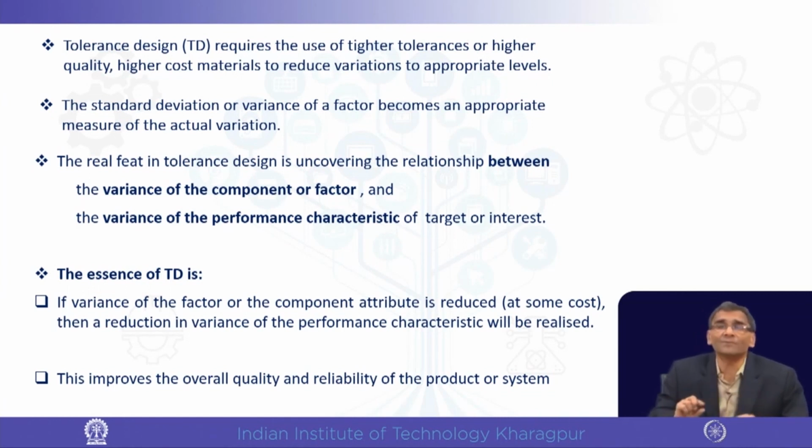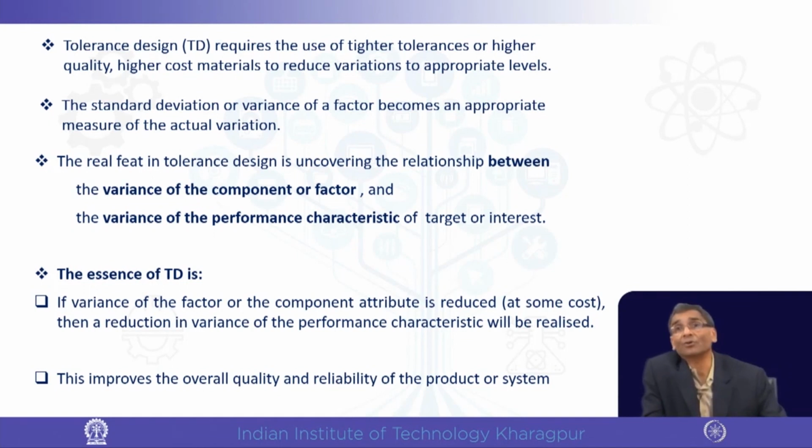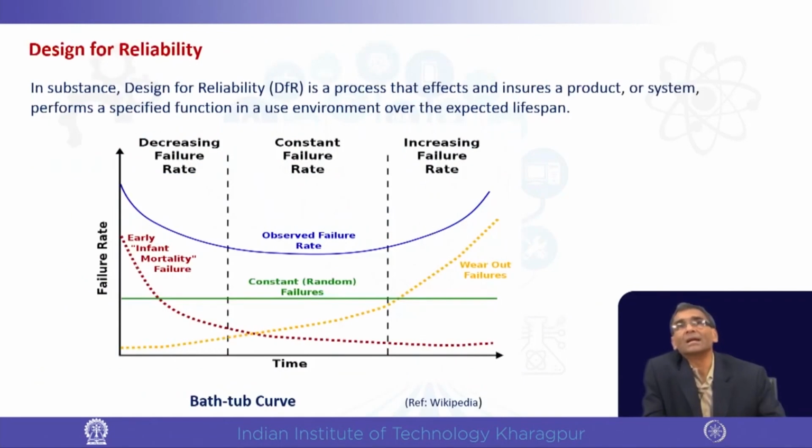So, this relationship, how much improvement we can bring to the performance of the product if I reduce a particular tolerance range, is to be established, and this improves the overall quality of the product. And it leads us to the last leg of today's discussion, that is design for reliability.